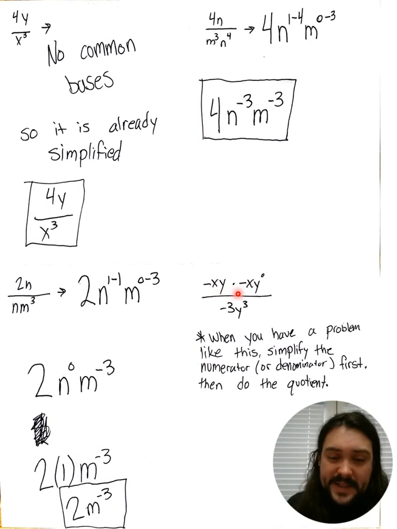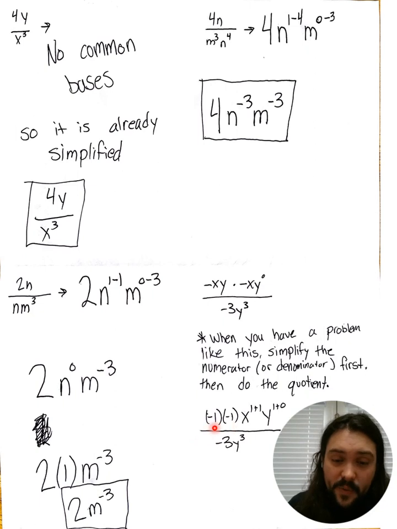Negative xy times negative xy to the 0. So negative and a negative, right? That's the same as negative 1 times negative 1. We have an x, 1x there, 1x there, so 1 plus 1. And we have a y and a 0y. So y, 1 plus 0, that's our product property. We're combining that. And notice I left the denominator just the way it was. Haven't touched that. It's still negative 3y cubed.